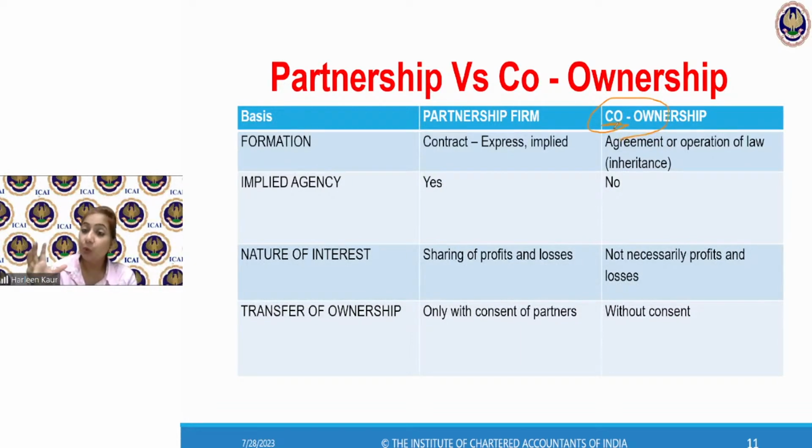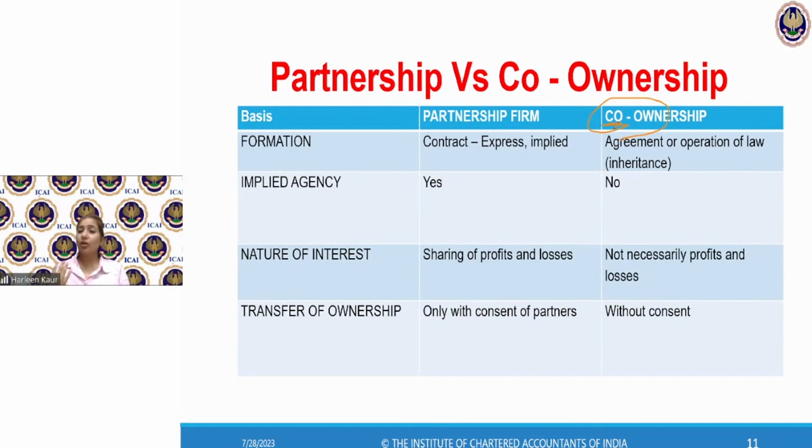Co means two or more people, who are owning. So co-ownership, together we are owning a property. You can write down: co-ownership means where people are owning certain property together. So here, the relationship that these people hold among themselves is not of a partnership, it is of co-ownership.